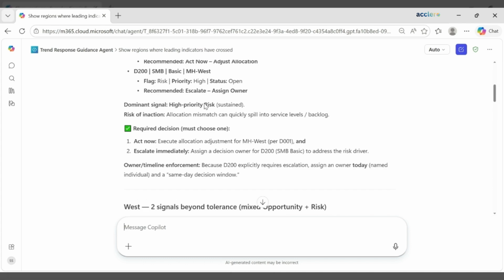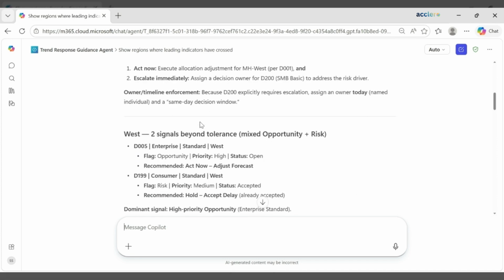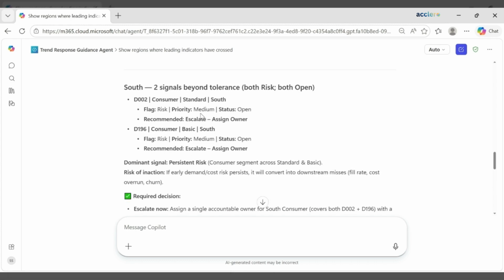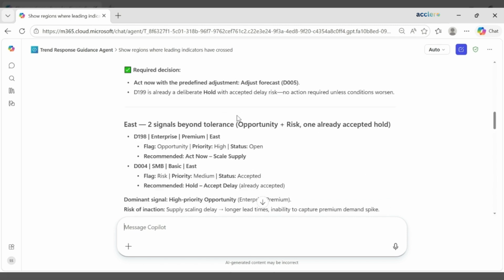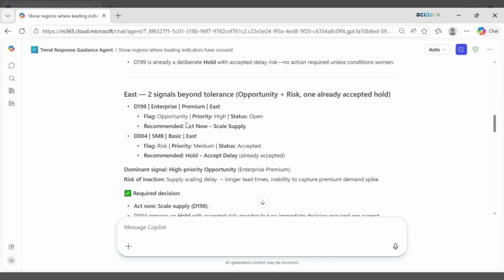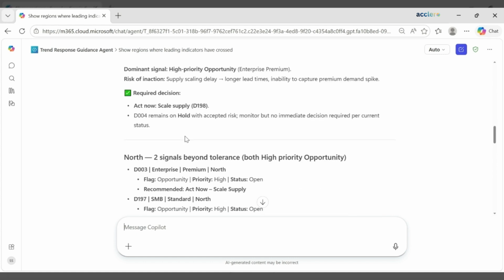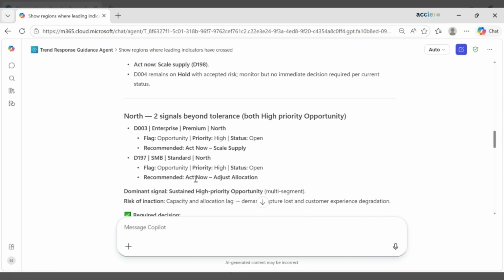Here we can see that MH West shows persistent risk signals, and similarly the South. So the South and the MH West show similar risk signals, while the East and the North show a strong demand acceleration opportunity.